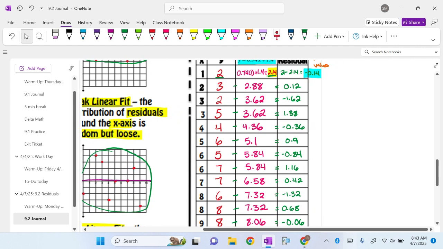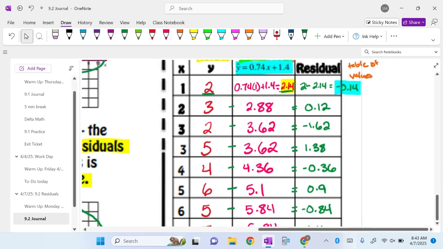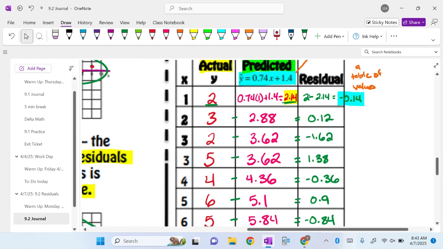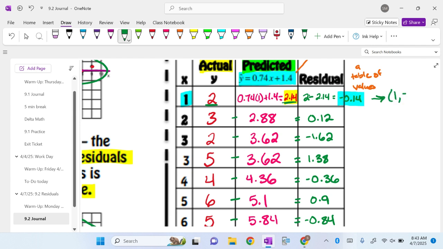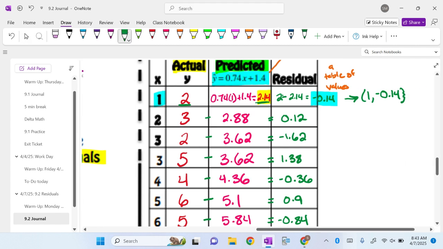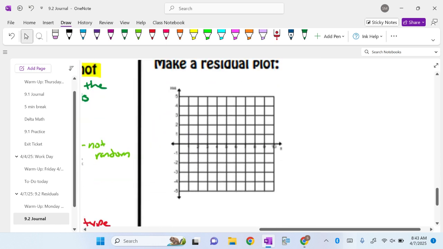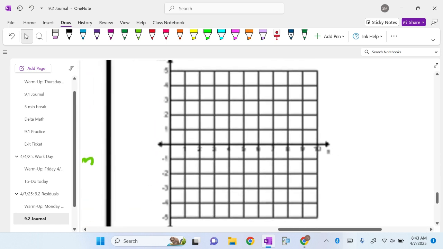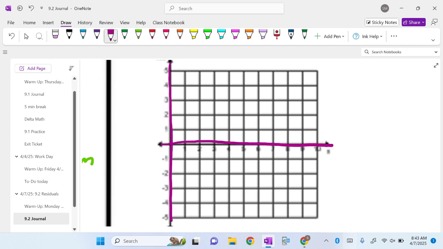Now, to plot them on the graph below, we take the original x value and the residual, and that's our point. So in other words, this would be the point 1, negative 0.14. All right. So if I come down here to graph, it doesn't have to be perfect. You just want to kind of get close. All right. Here's your y-axis. Here's your x-axis. So it's actually in the middle.